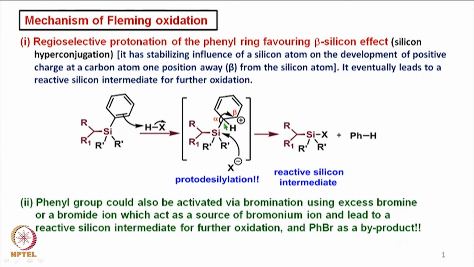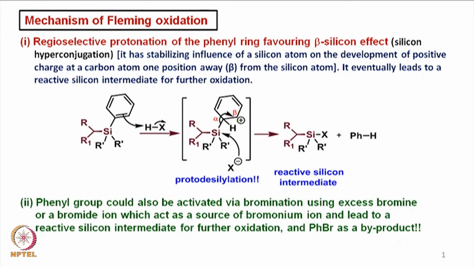gets attached to this particular carbon atom, and the positive charge is formed at the next carbon atom, which is the beta carbon atom. And this is because of the favoring beta silicon effect, which is nothing but silicon hyperconjugation. It has a stabilizing influence of a silicon atom on the development of a positive charge at a carbon atom one position away, that is a beta position, from the silicon. This is the alpha position and this is the beta position.